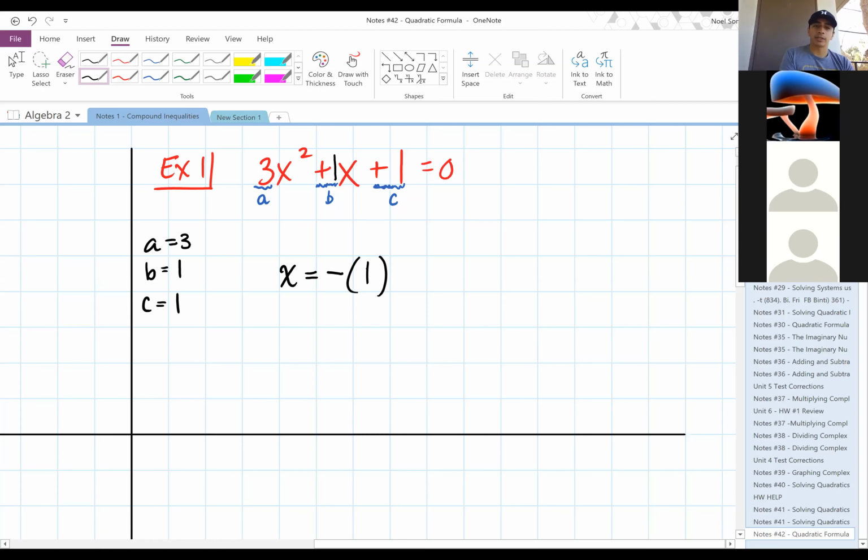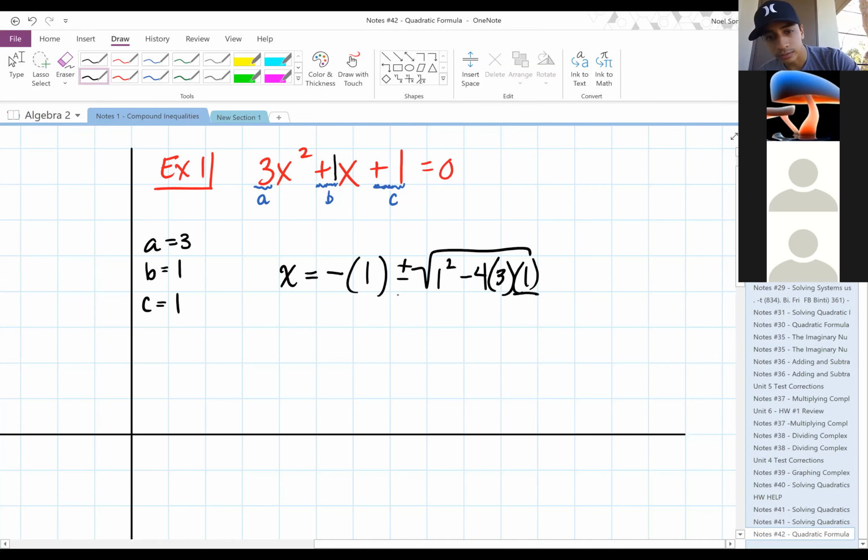The negative outside of the parentheses is part of the formula, so it always has to be there, all right? Then you get plus or minus the square root of b squared. In this case, that's just 1 squared, minus 4 times a is 3, times c, which is 1, all over 2a, and a is 3, okay? So the denominator there expands and covers the entire numerator, all right?